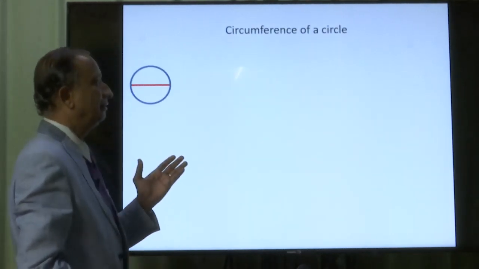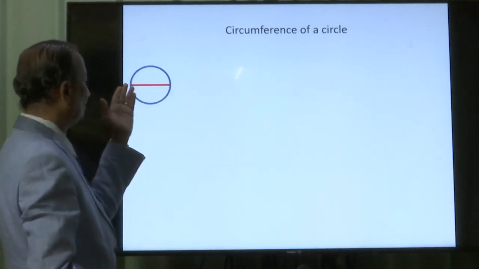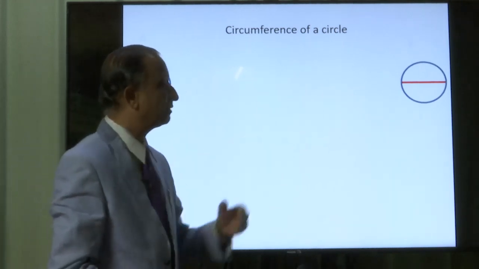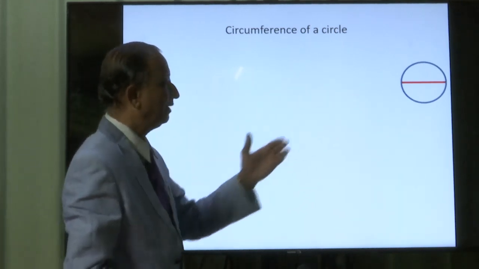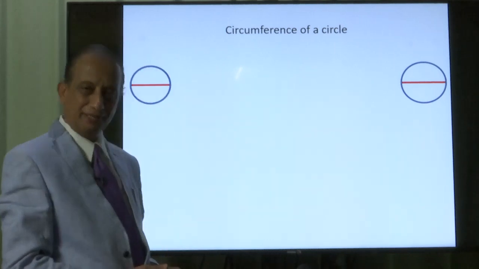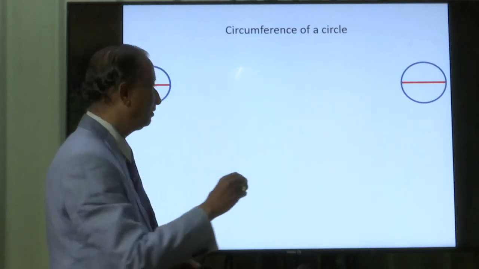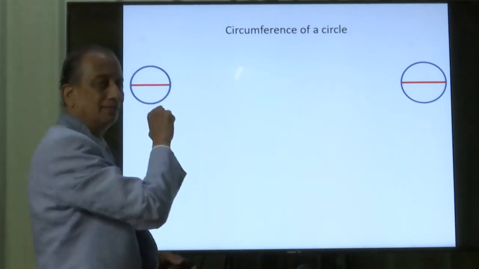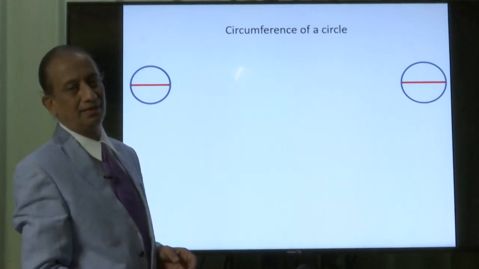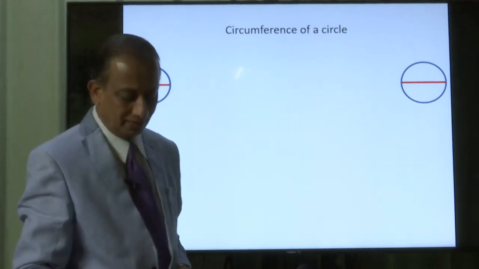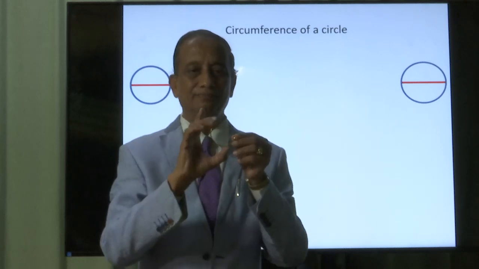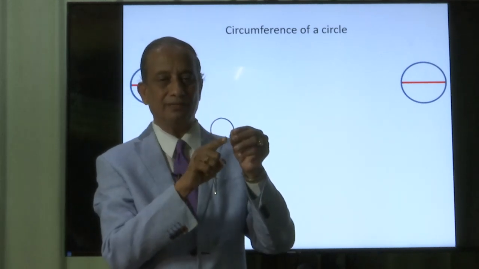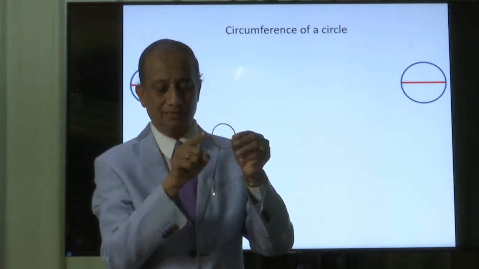Here is a circle with a diameter, and on the other side there is one more bigger circle with its diameter. We shall try to understand whether there is any relationship between the diameter and the length of this curve, called the circumference. Let us explore it. You can see in this bangle, look at the diameter and the circumference. It has some circumference for this diameter.